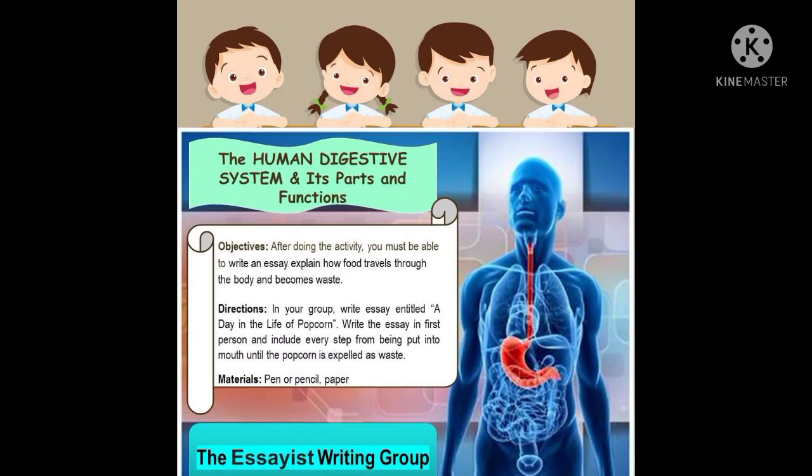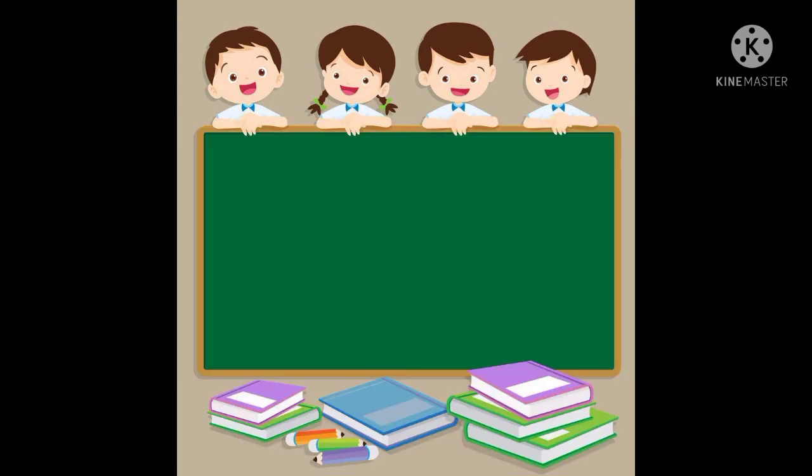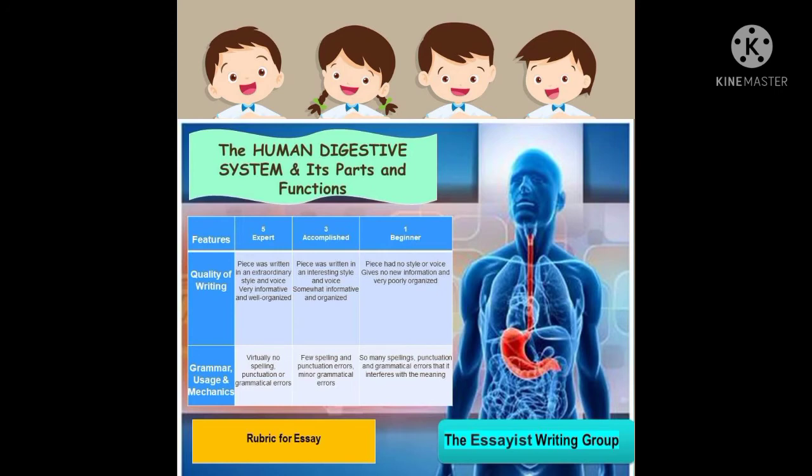After doing the activity, you must be able to write an essay explaining how food travels through the body and becomes waste. In your group, write an essay entitled A Day in the Life of Popcorn. Write the essay in the first person and include every step from being put into the mouth until the popcorn is expelled as waste. The materials you need are pen or pencil and paper. And this is the rubric for presenting an essay.